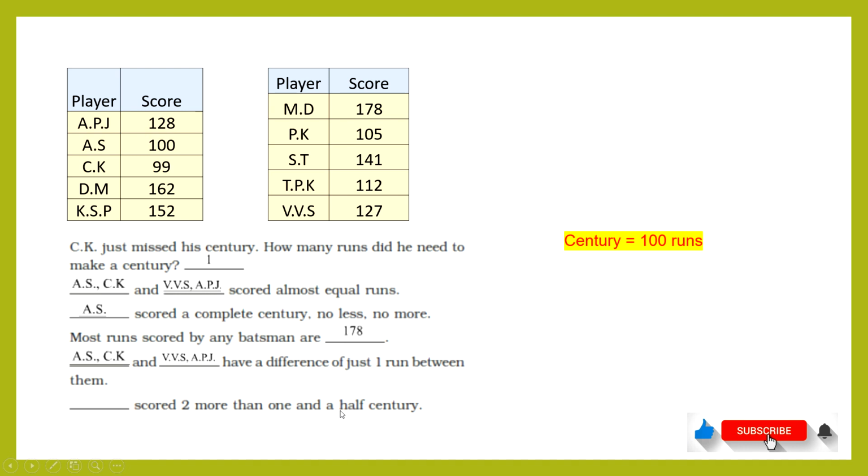Dash scored 2 more than 1.5 century. So 1 century is 100. When we say half century, it is 50 runs. So now we have to figure out the batsman who scored 2 more than 1.5 centuries. So 1.5 will become 150. We have to add 100 and its half, which is 50. So 100 plus 50 will become 150 and we need to add 2 more. So it will become 152. So KSP will be the answer for this question.